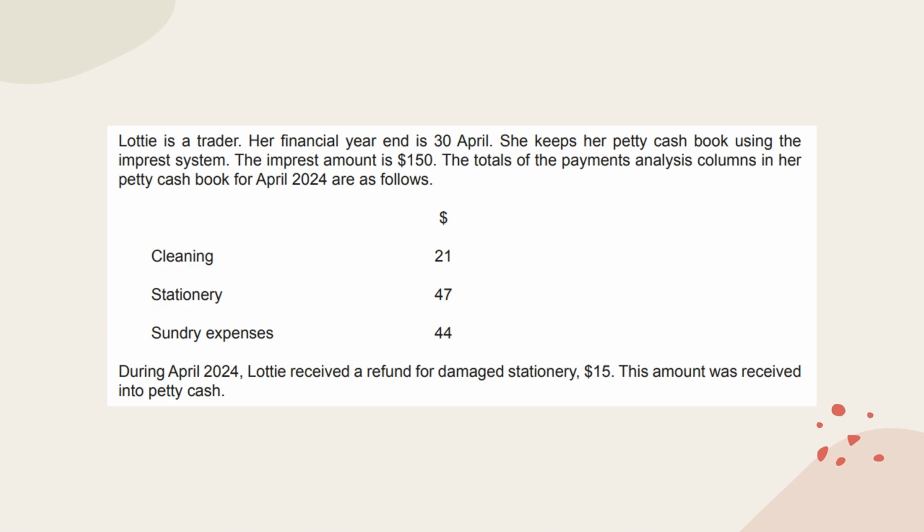The question says that the imprest amount is $150, and also there are some payments and a receipt, which is a refund for damaged stationery of $15. So how does the imprest system work? The imprest system ensures that the business will have the same starting amount each period. So in this case, $150. So let's see how it works.